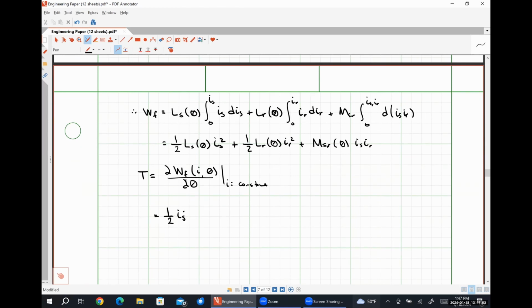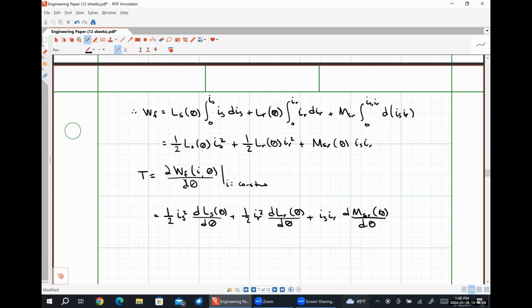which comes out to be 1/2 IS squared times the derivative of our stator self-inductance with respect to theta, plus 1/2 IR squared times the derivative of our rotor self-inductance with respect to theta, plus IS times IR times the derivative of our mutual inductance as a function of theta with respect to theta.